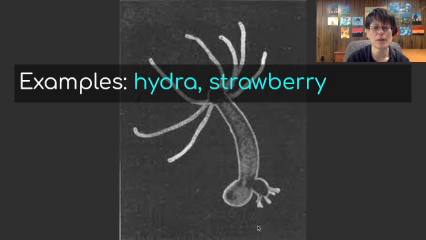And some examples are hydra. This is a hydra, and you can see right there a bud forming on the hydra. Here is the parent. And also, strawberries do something similar as well because they send out runners and they will form new plants through the runners.